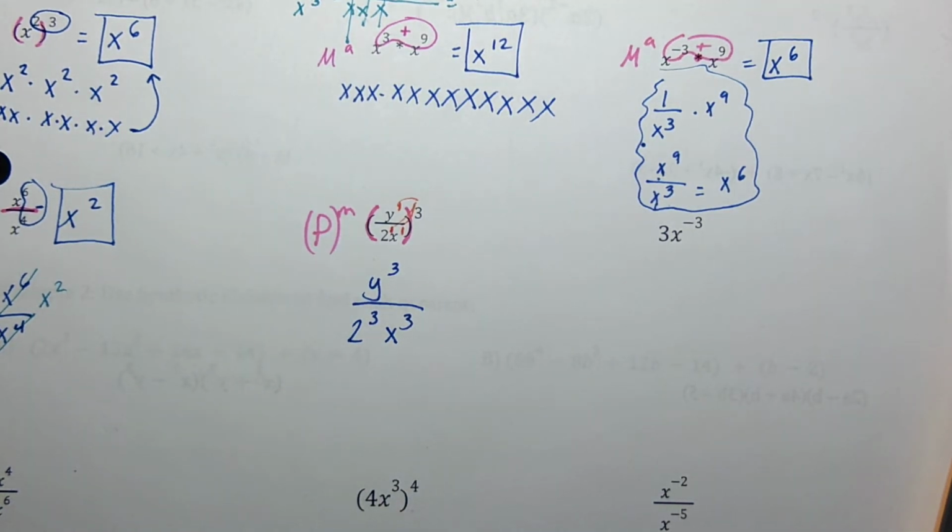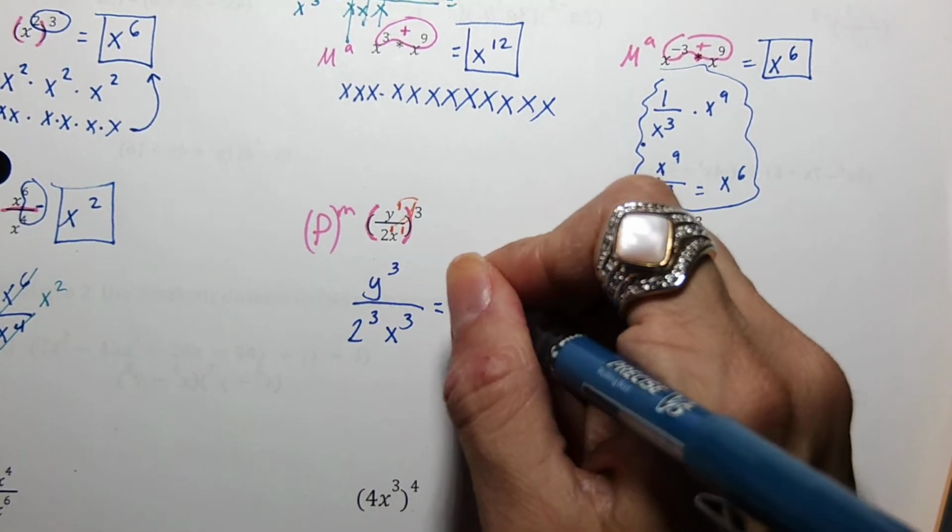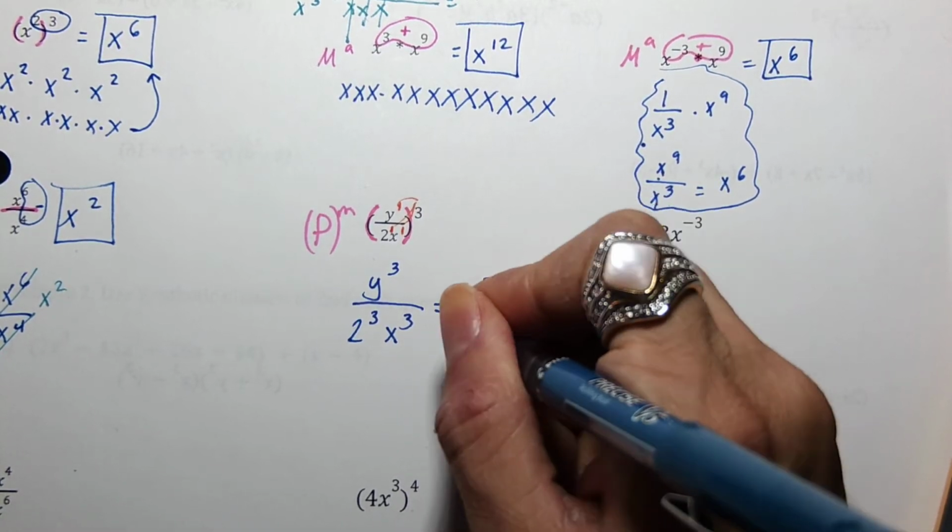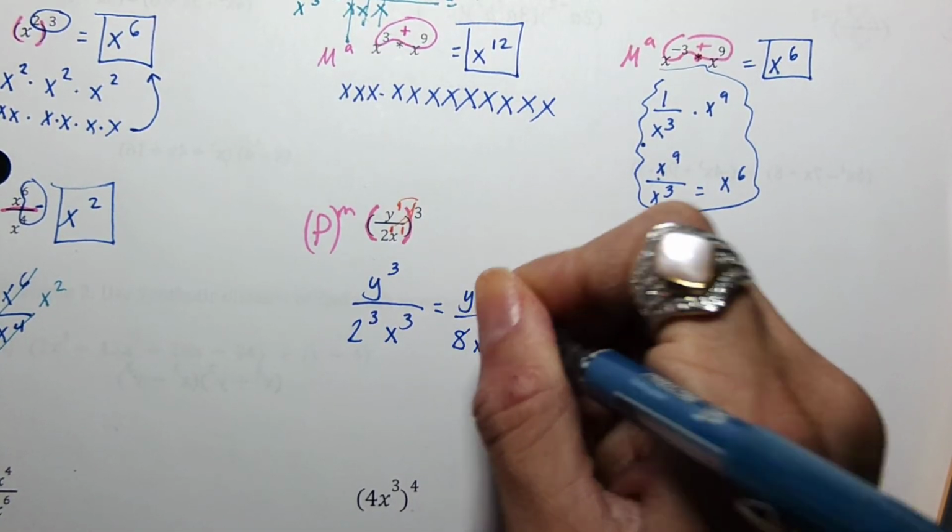So 2 to the 3rd, is it 6 or is it 8? 2 to the 3rd is 2 times 2 times 2. You can check yourself on your calculator, but it would be 8. And it's faster if you're able to do it in your head. So y cubed over 8x cubed.